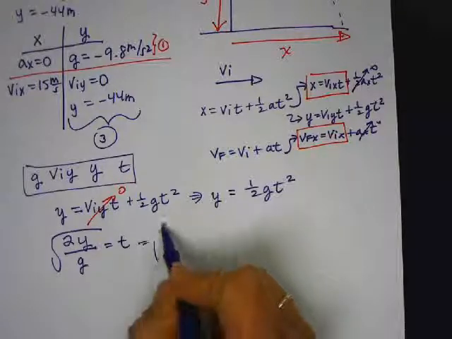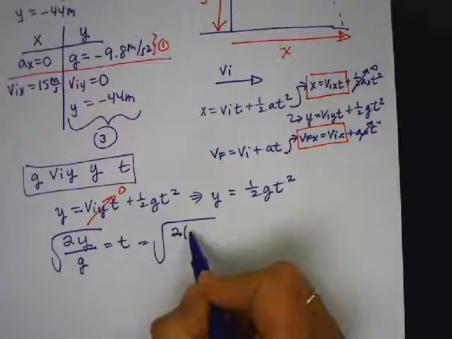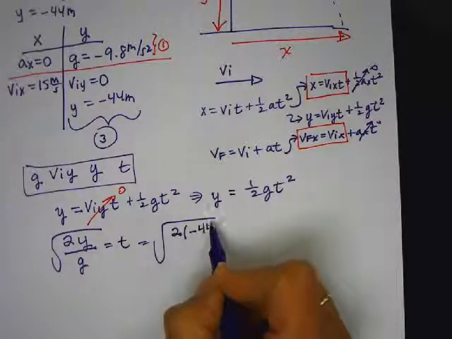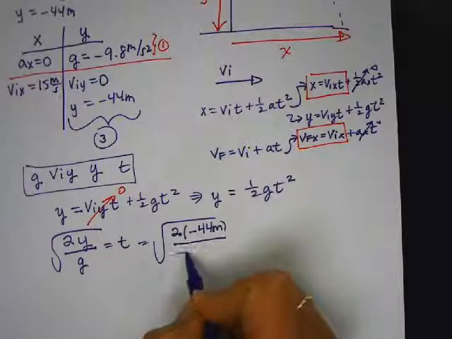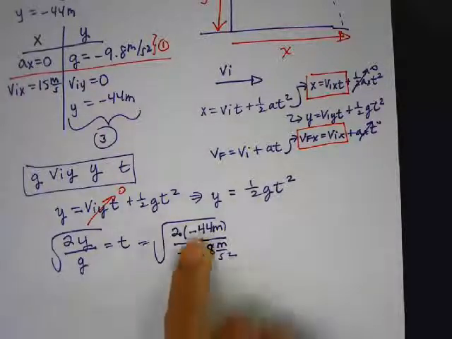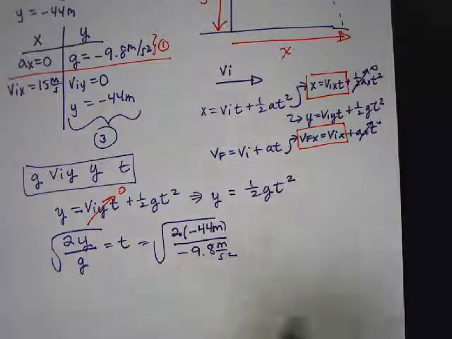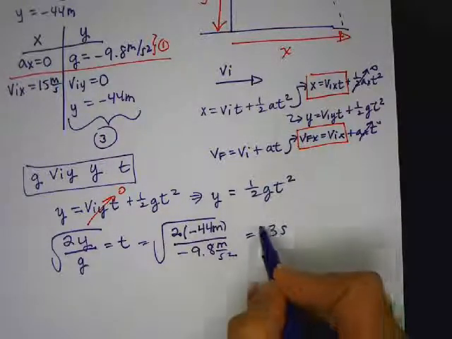Now I'll substitute in my values. 2 times, be careful with your sign convention, negative 44 divided by negative 9.8. And what you'll notice is that the negative in the numerator cancels with the negative in the denominator, so I don't have a negative under the radical. So this comes out to be 3 seconds.